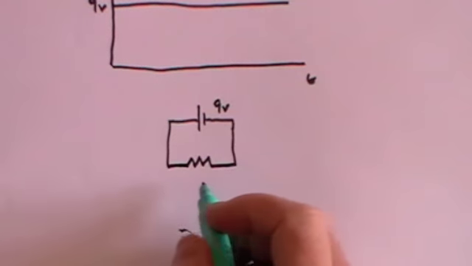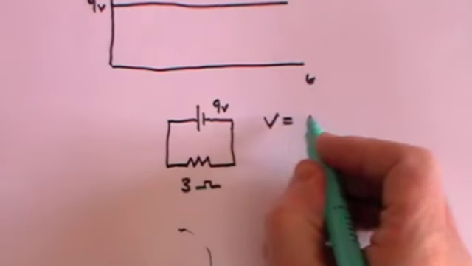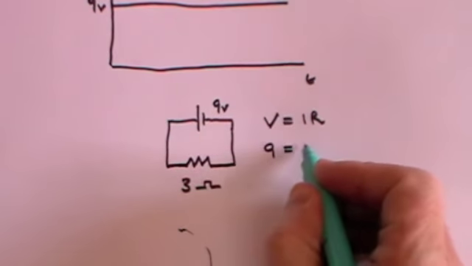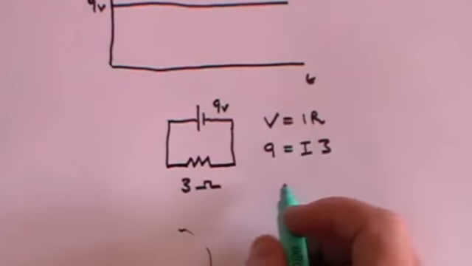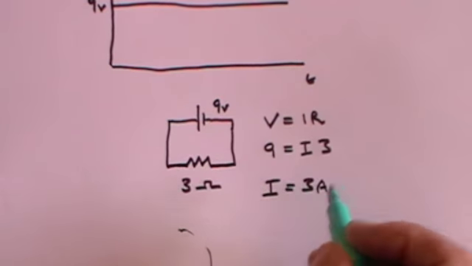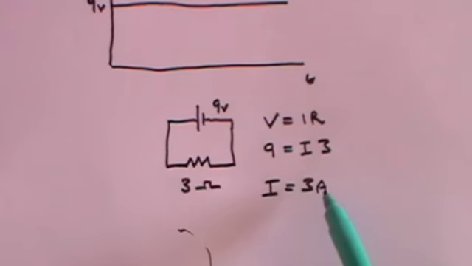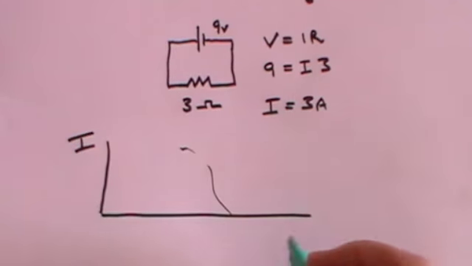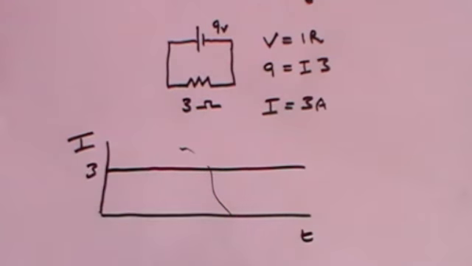and let's say the resistance is 3 ohms, then we remember Ohm's law, V equals IR. If the battery voltage is 9 volts, then the current is I, the resistance is 3, and that means the current must be 3 amps. So if you put the 9-volt battery in a circuit with a 3 ohm resistor, you would get a constant current of 3 amps. So if we plot now current against time, you would expect there to be a steady flow of 3 amps.